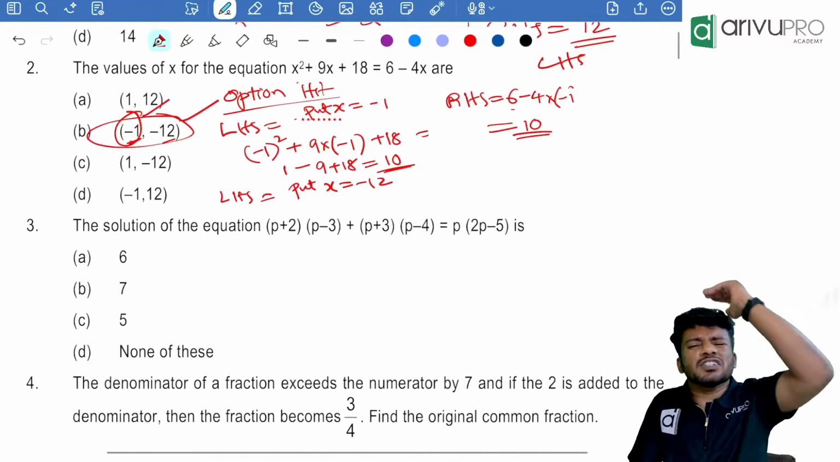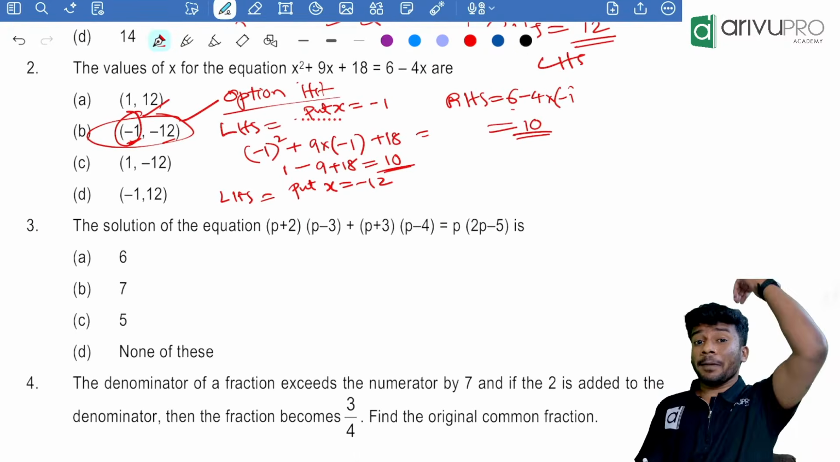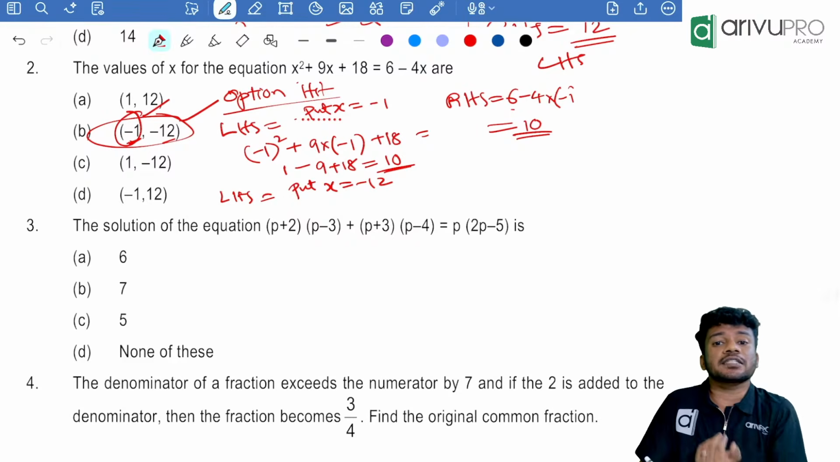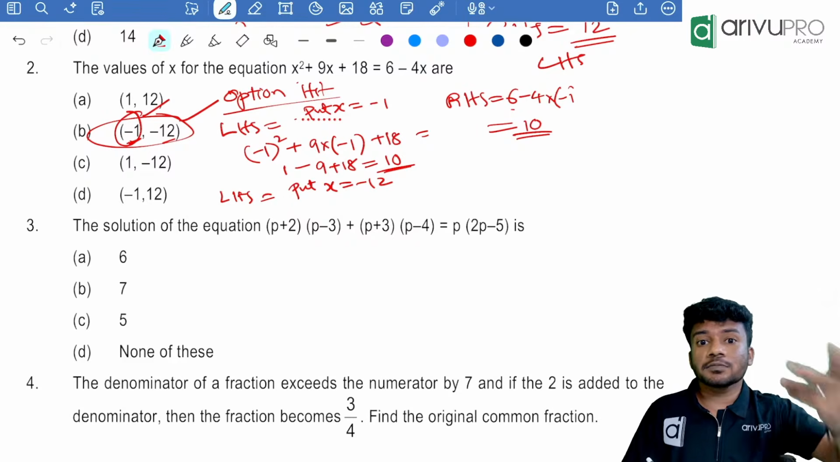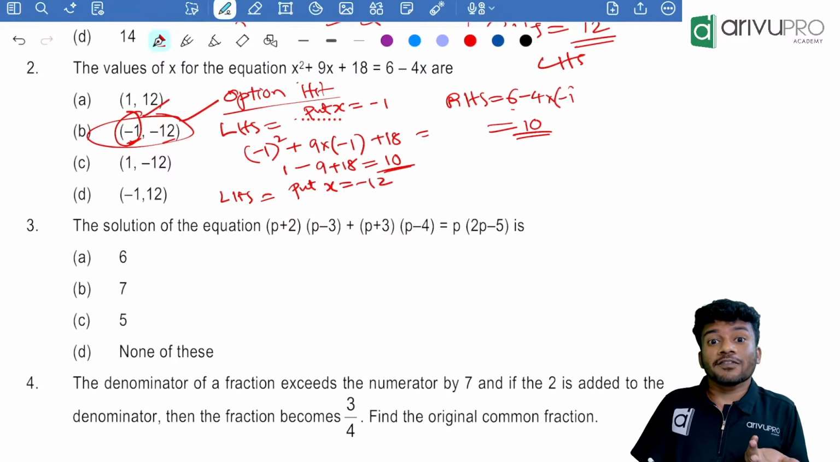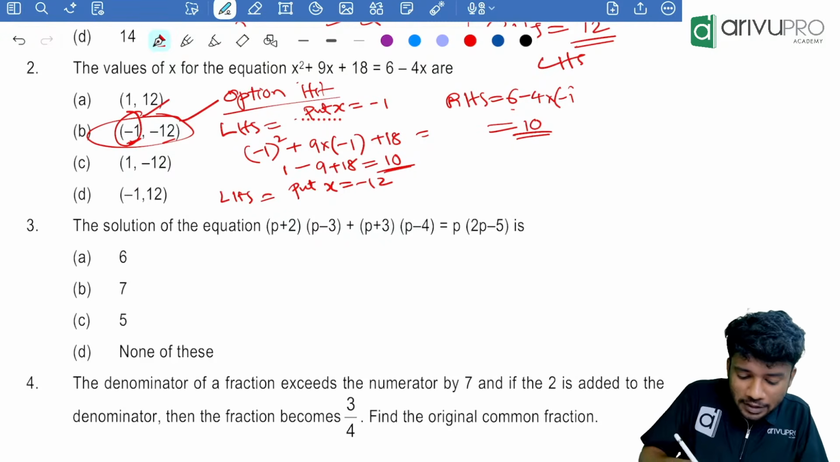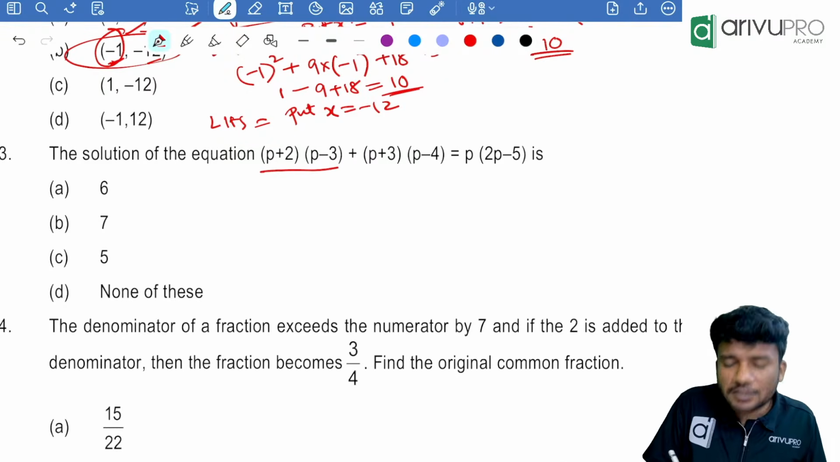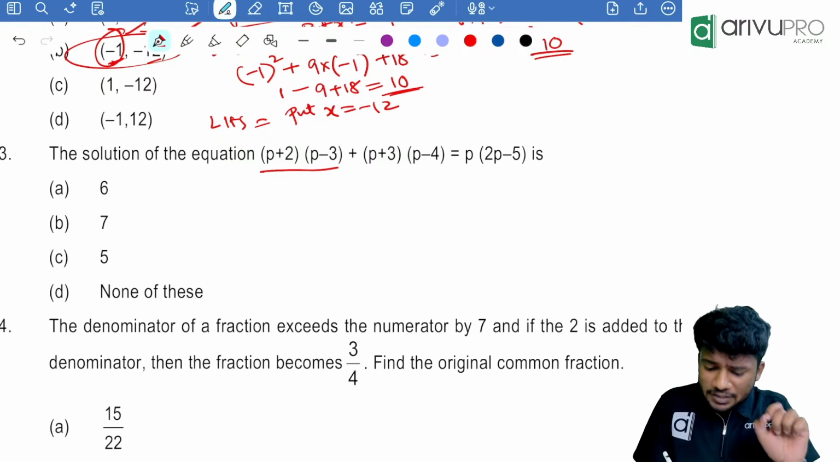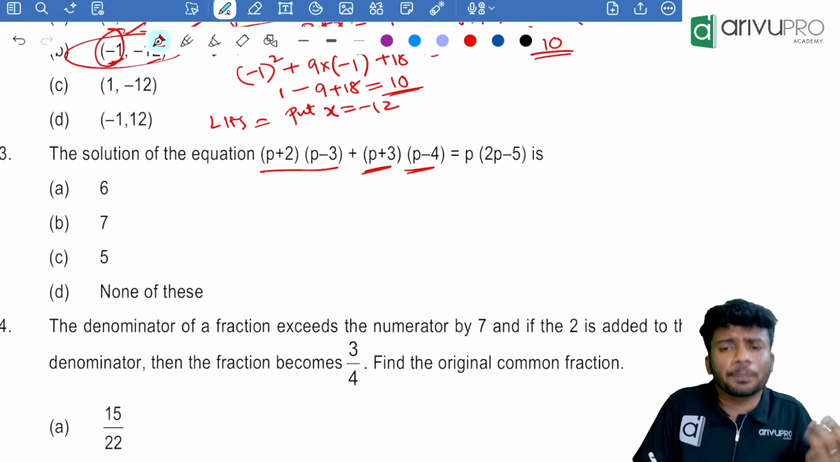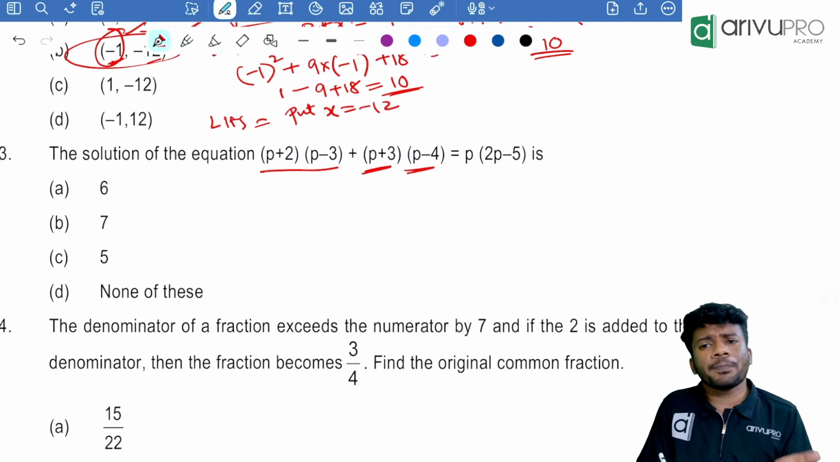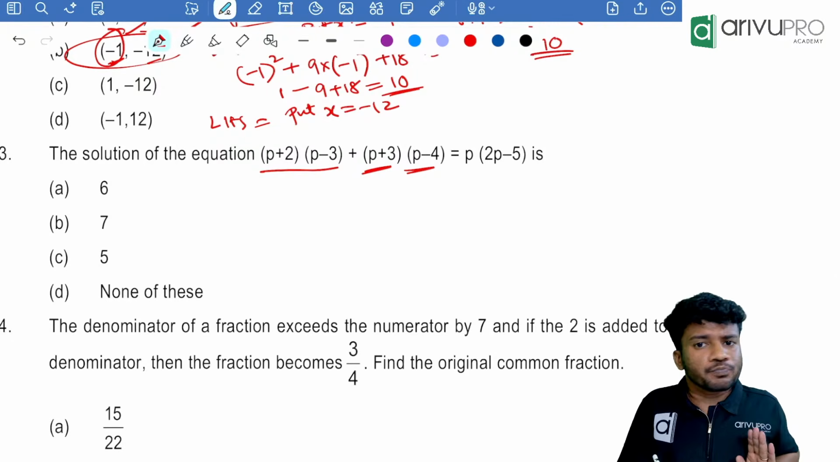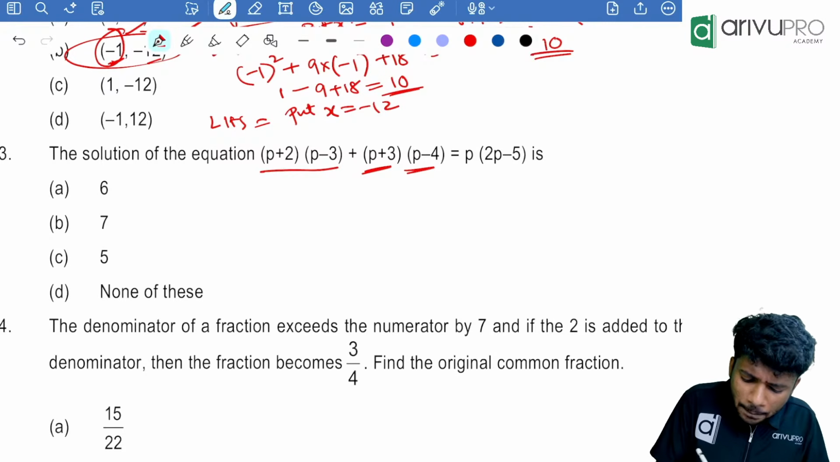Next one, another same type of question. Usually it will be very rare to get the same pattern of question 2 times in your examination, or even in an MTP. Now look at this question, people. The solution of the equation p plus 2 into p minus 3 plus p plus 3 into p minus 4, which is equal to p into 2p minus 5. Now people, we need to option hit again.